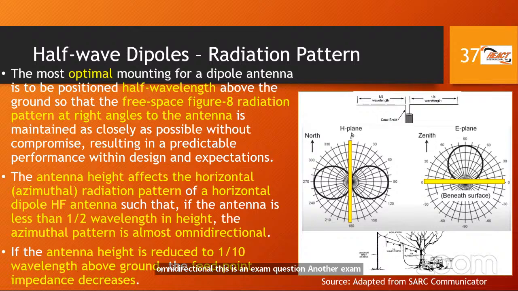What if you reduce the height of this antenna even further, much less than half wavelength, as low as 1/10 the wavelength of the frequency, the HF frequency that you're operating? Well, if you were to do that, you actually cause the feed point impedance to decrease, right? So that's another exam question. As you mount this lower than half wavelength, you go as low as, let's say, 1/10 of the wavelength, you are actually decreasing the feed point impedance. That's another exam question. So I think that's it for the slides.